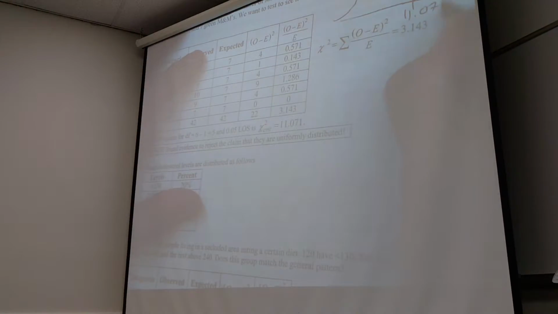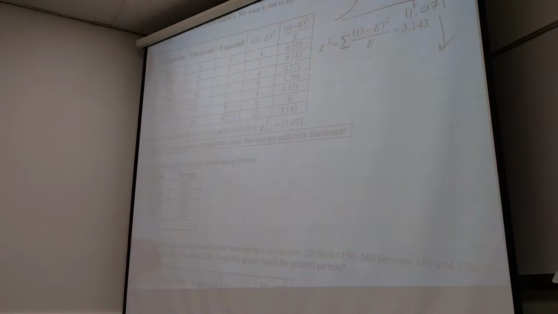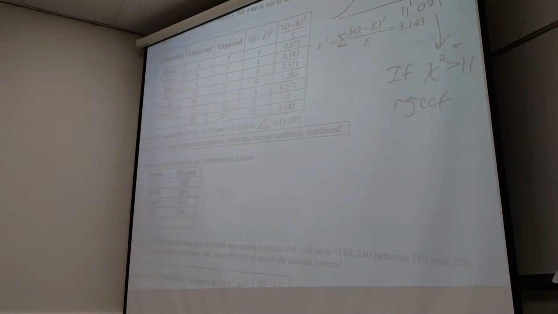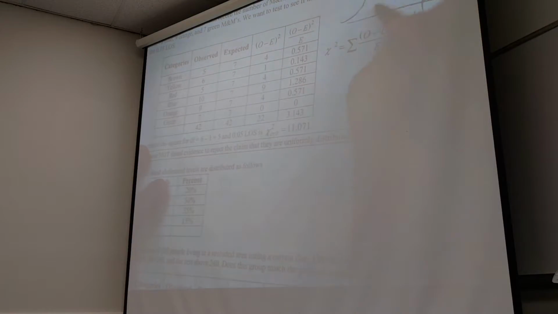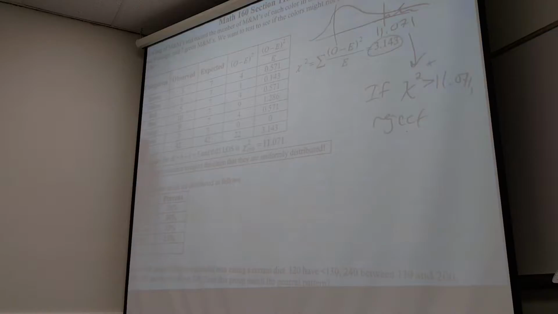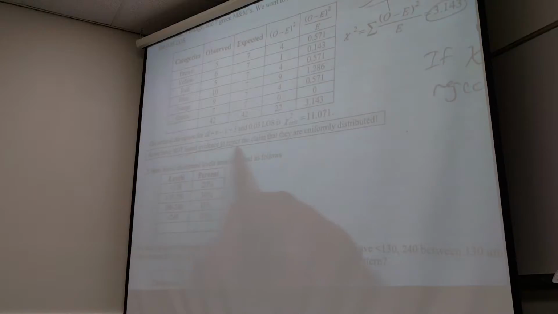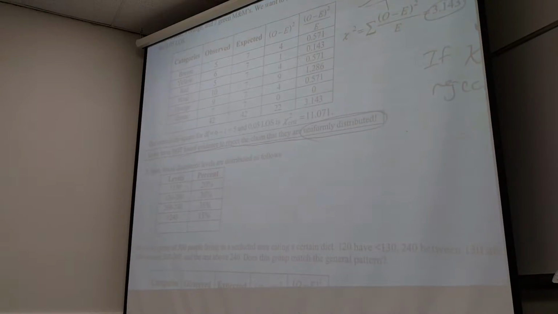I'm just going to get to the point on these, by the way. But if I were following all the steps, right here I could say if chi-square star, whatever you want to call it, was bigger than 11.071, we would reject that they're equal. We would show evidence that they're not equal, that there is a difference, that it doesn't follow that distribution. So did we get far enough away? We got 3.143. No, we didn't. So we have not found evidence to reject the claim that they are uniformly distributed. It was not different enough from a uniform distribution.